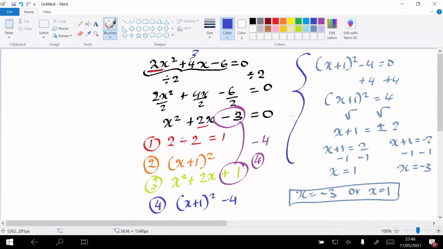Perfect. So that's it for solving a quadratic by completing the square. Hopefully I have explained it well.